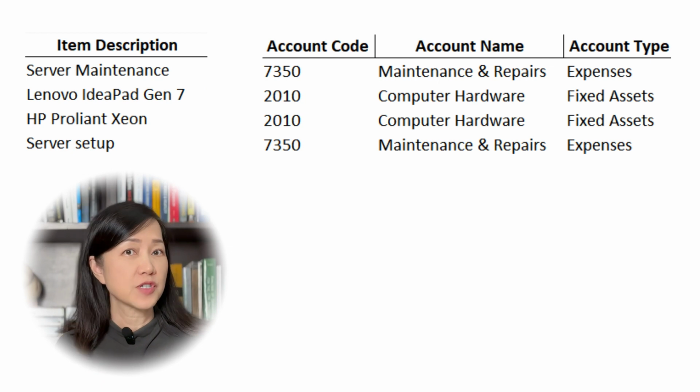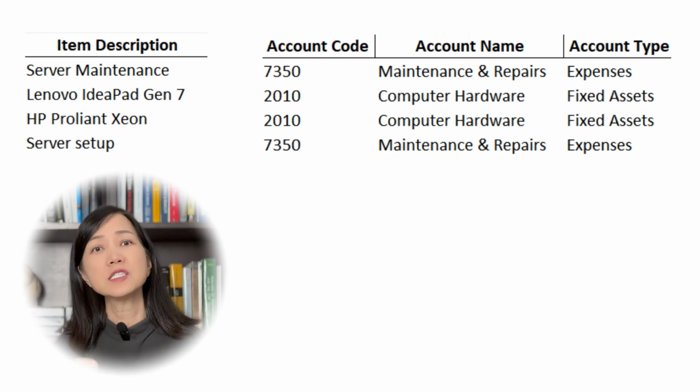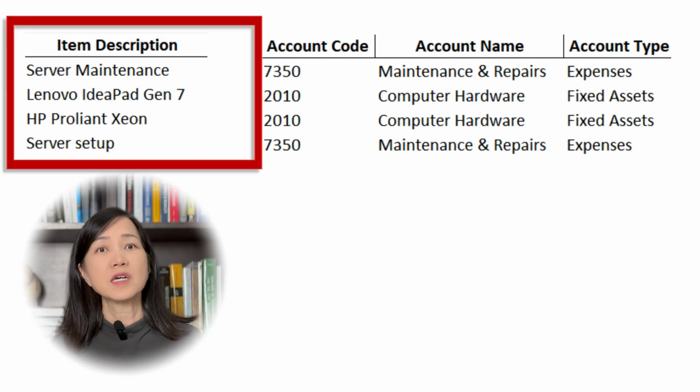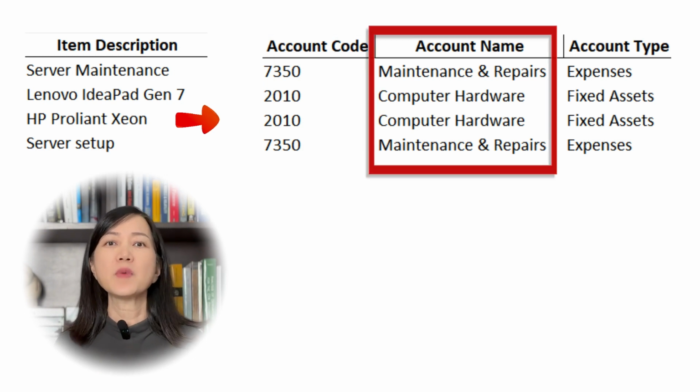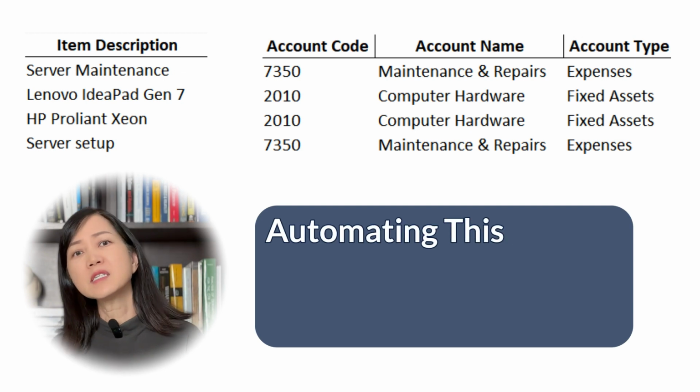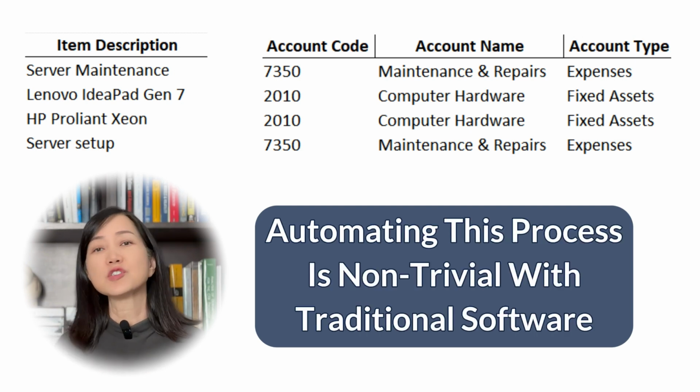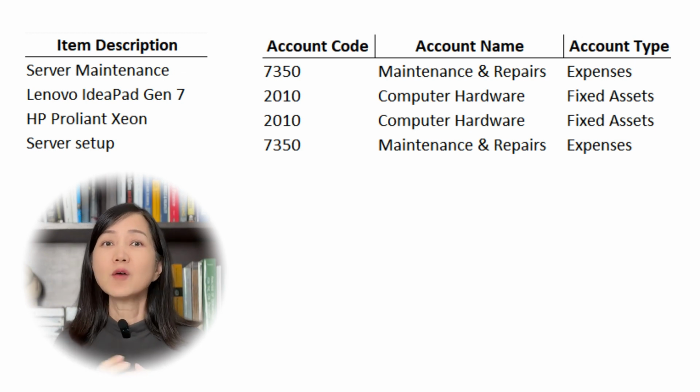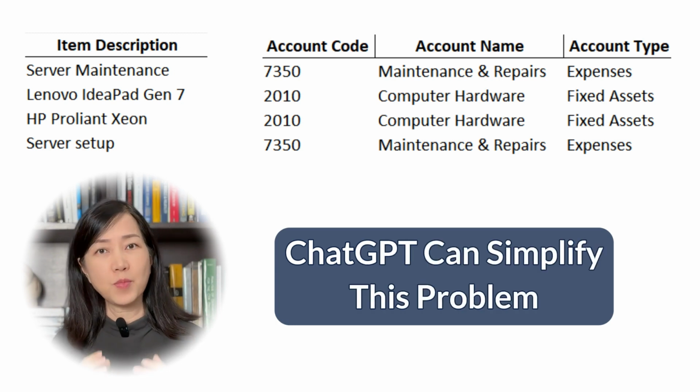Today, our job is to get ChatGPT to automatically interpret the item descriptions and assign account code, account name, and account type to each of the items. Automating this process is non-trivial with traditional software. I will show you how ChatGPT can simplify this problem.